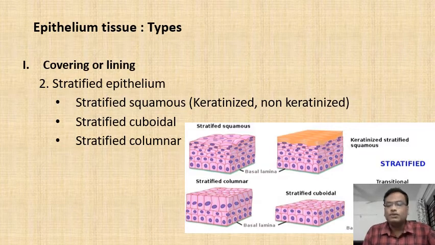And the non-keratinized type of tissue is normally found on the lining of organs which are present inside the body.